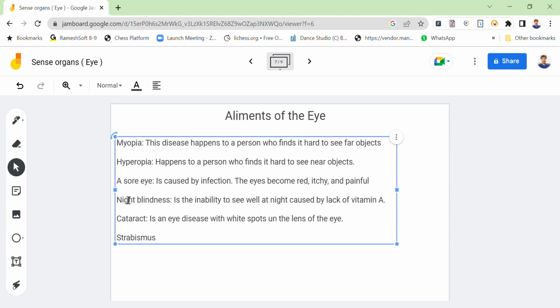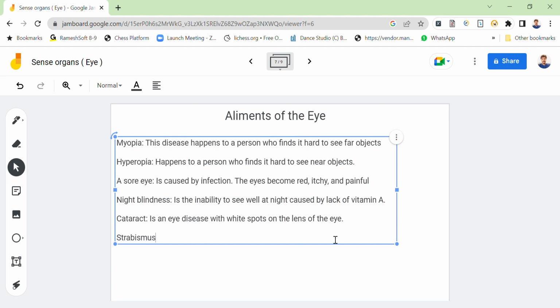Now let's come to cataract. Cataract is an eye disease with white spots on the lens of the eye. So the eyeball has white spots on it, and it makes it hard for the person who has a cataract to see.